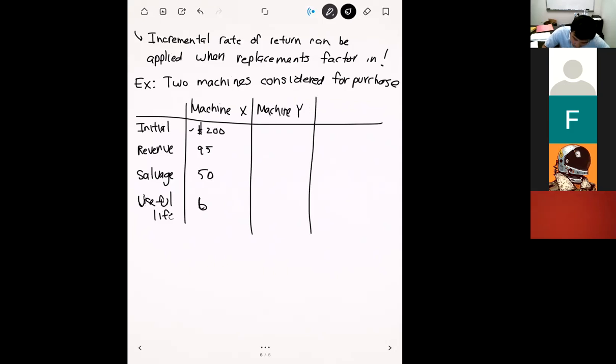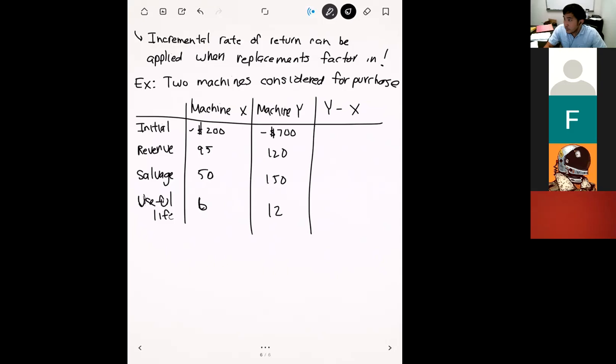All right. And then compared to that, we have machine Y. Machine Y has an initial cost of $700. The revenue is going to be $120 per month. The salvage value is $150 at the end of its life. And machine Y will say lasts 12 years.